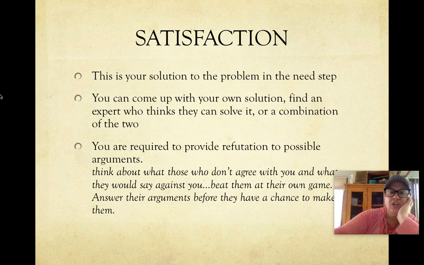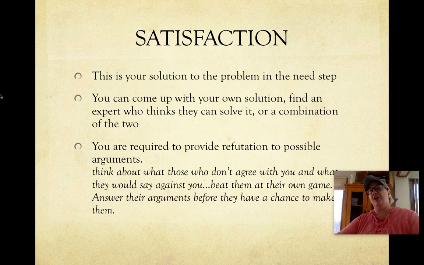Now, in the satisfaction step, the one thing that you need to do is come up with refutation if possible. So refutation is thinking about what the arguments are going on in your audience's mind so that you can tell them what the solution is before they have a chance to tell you that your argument is bogus. So let's go with global warming. Let's say you're giving a persuasive speech about the fact that global warming is definitely occurring, and you've talked about what the problem is. You've talked about the polar ice caps melting, the polar bears not having any place to go, and so on.